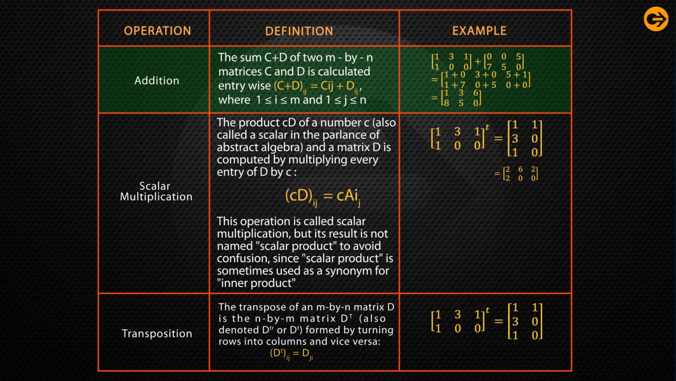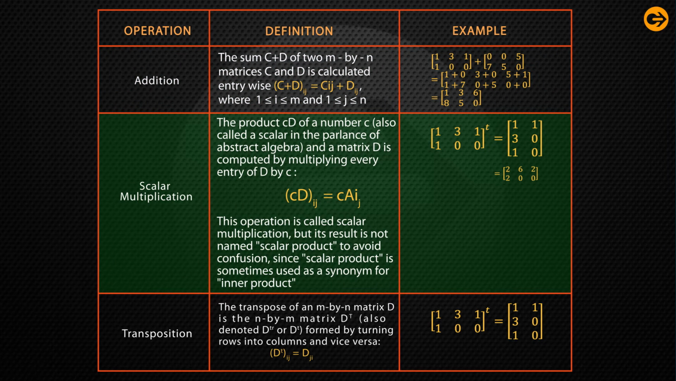Now let us discuss another important matrix operation, which is scalar multiplication. The product CD of a number C, also called a scalar in the parlance of abstract algebra, and a matrix D is computed by multiplying every entry of D by C. That means in general format, (CD)ij is equal to C times Dij. This operation is called scalar multiplication, but its result is not named as scalar product to avoid confusion, since scalar product is sometimes used as a synonym for inner product.